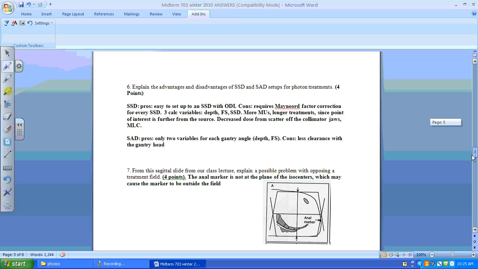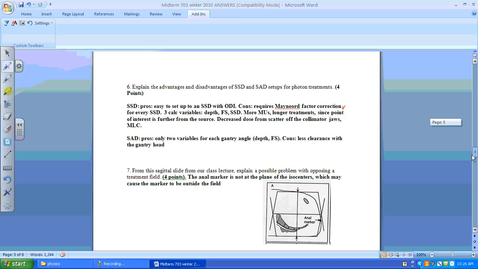But the tennis racket is dark and crisscrossy, so reading the ODI on the tennis racket is challenging. So a lot of therapists will put a ruler up there and read that, but they're holding the ruler, and the ruler could be at an angle. So one error that I found was SSD setups and incorrectly reading the SSD, especially for PA fields. I found that when I was thinking of pros and cons of SSD setup. So one con is incorrectly reading SSD and doing something that they're not used to doing. So SSD: easy setups to an SSD with the ODI. Disadvantages: may require the Mayneord factor correction for every SSD, for every field.